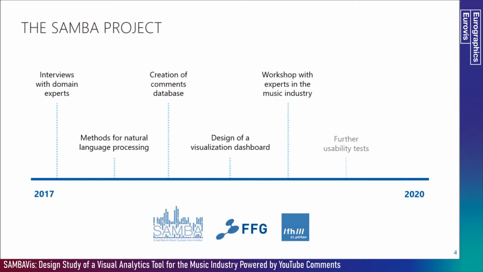The tool was developed as part of the SAMBA project, which has been running since 2017. This project is funded by the Austrian Research Promotion Agency and includes researchers from the Department of Media Economics and Media and Digital Technologies from the St. Pölten University of Applied Sciences. During this process, we have run interviews with domain experts, explored methods for natural language processing, created a database of comments, and designed our visualization dashboard, which was then assessed in a workshop and with further usability tests before the phase of documentation and dissemination. In this paper, we reported our first main points from our interviews until our workshop with experts.